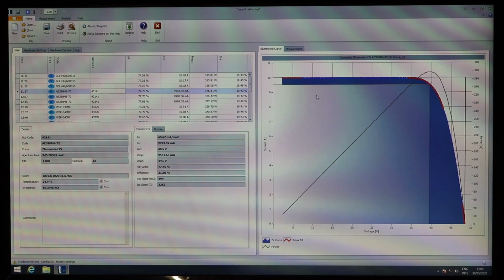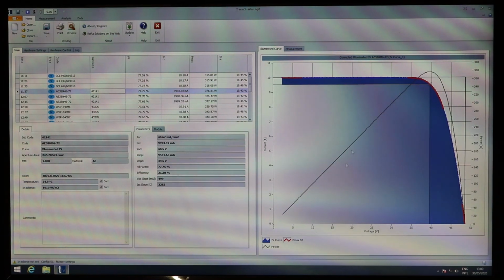You want to get as high a fill factor as possible, and if your fill factor is better than 75%, it's good, but really good is about 80%. What's more, you can also calculate efficiency. Efficiency is maximum power divided by the area of the module times the irradiance.